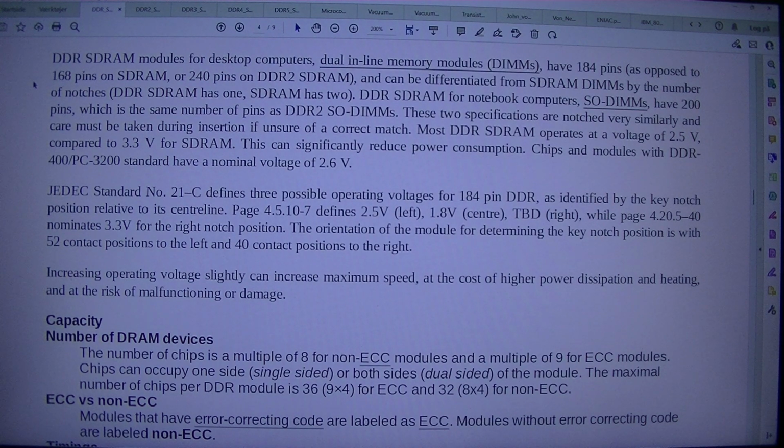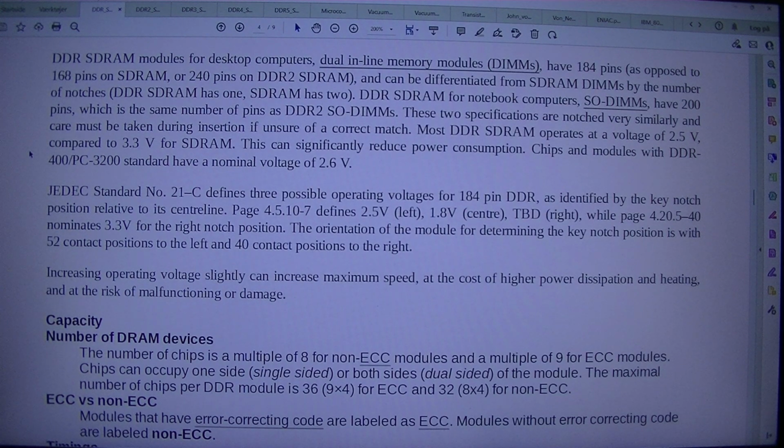Most DDR SDRAM operates at a voltage of 2.5 V compared to 3.3 V for SDRAM. This can significantly reduce power consumption. Chips and modules with the DDR400/PC3200 standard have a nominal voltage of 2.6 V.